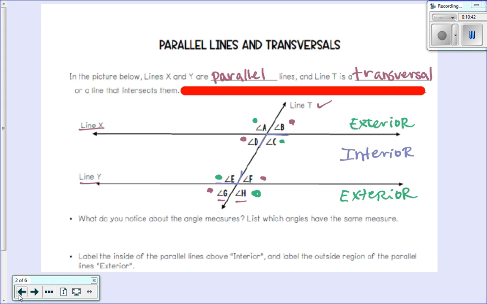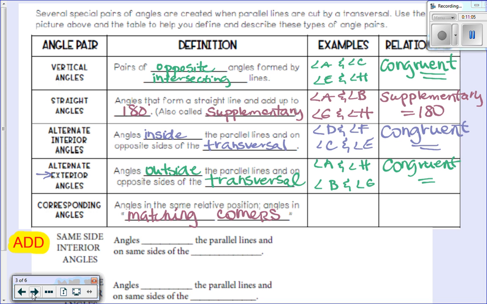Okay, so angle D corresponds to angle G. Are we good? Angle A corresponds to angle E. Are we good? So corresponding angles are what? They have the same color. You picked up on it? Congruent. You got it. Okay, so they are congruent. So that means we could set those angles up equal to each other.